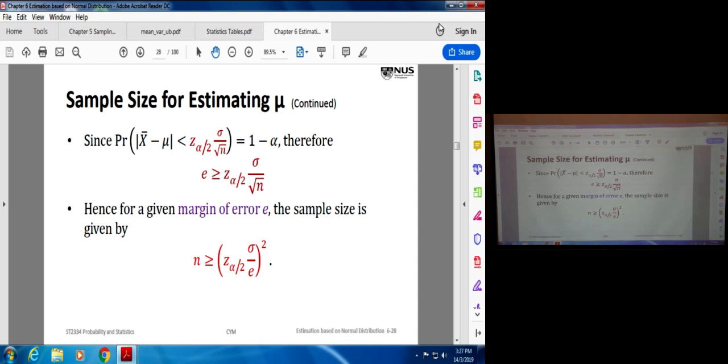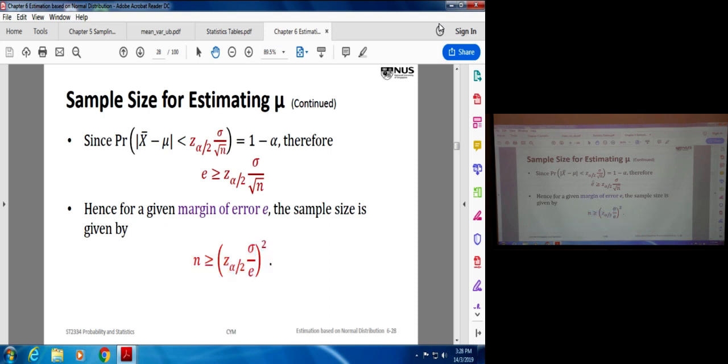If I rearrange this equation, I divide by E and square both sides. So the number of samples I need, little n, to achieve a given pre-specified margin of error is of this size. This tells you how large a sample size you should collect in order to ensure that your estimate of the mean, which is the mean of the sample, is within a pre-specified error. This is a kind of inverse type thing.